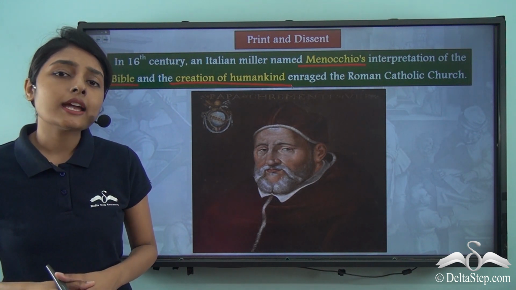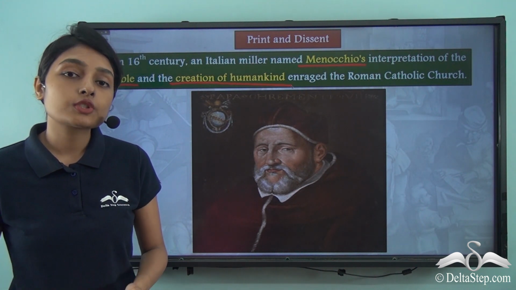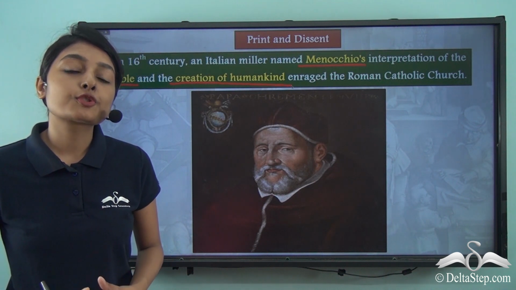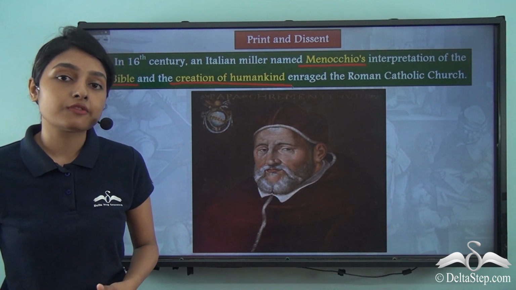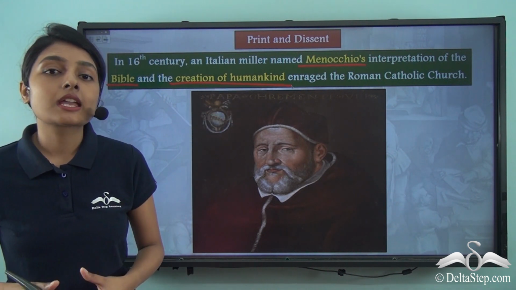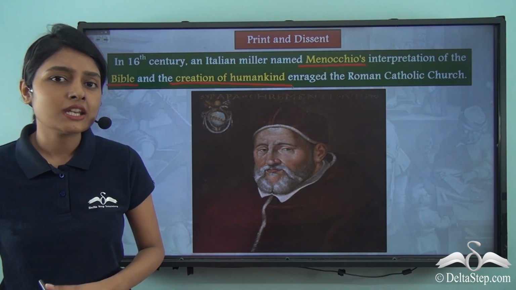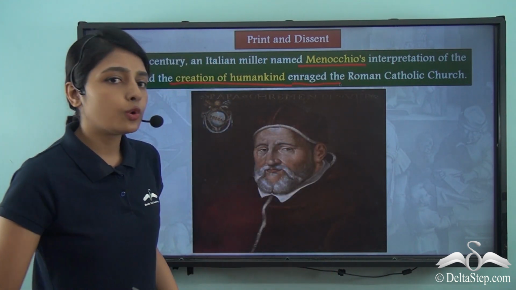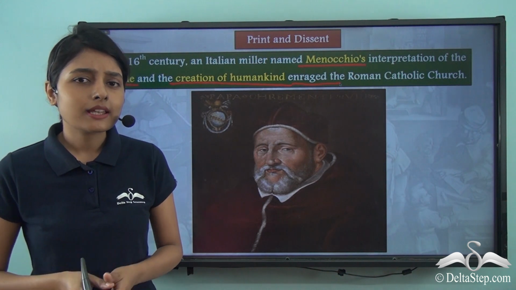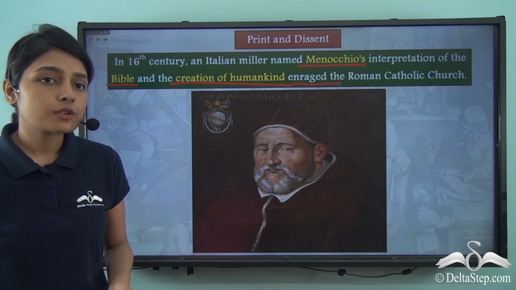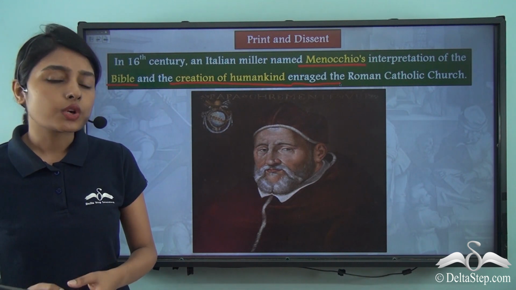And these were ideas that were not meant to be refuted and contested by the people. These were ideas that were supposed to be believed with utmost reverence by all Christians. But this Italian miller came with his own interpretation, and this now severely enraged the Roman Catholic Church. The Roman Catholic Church was in no way willing to accept new interpretations of the Bible. So what did they do?